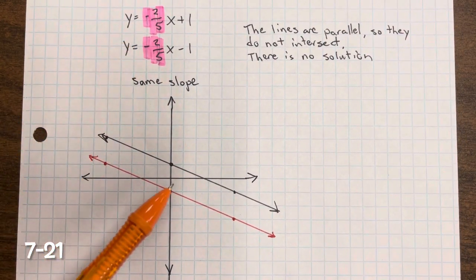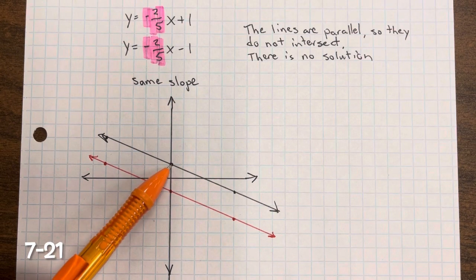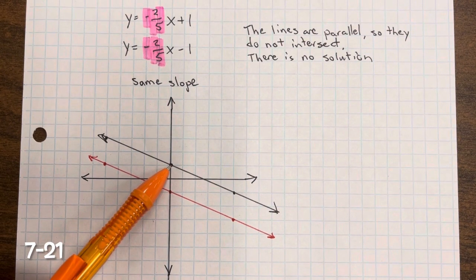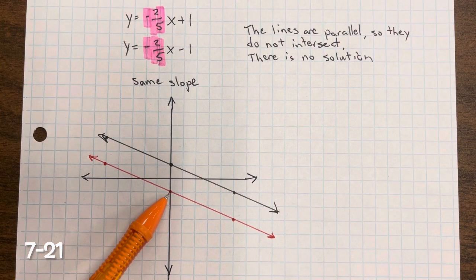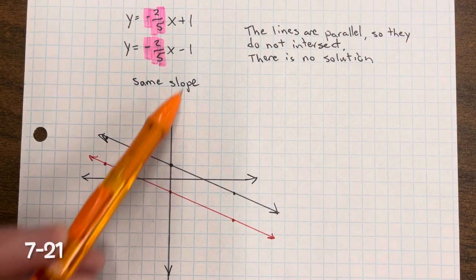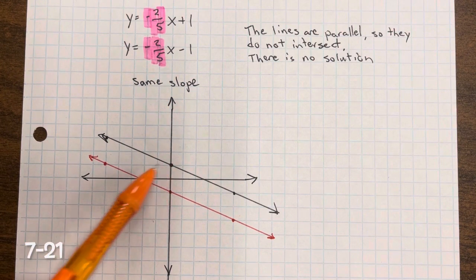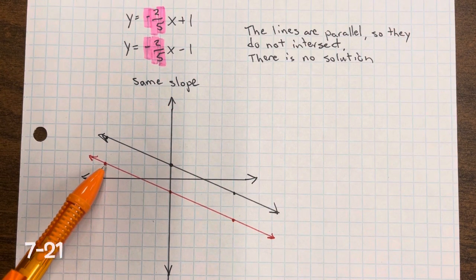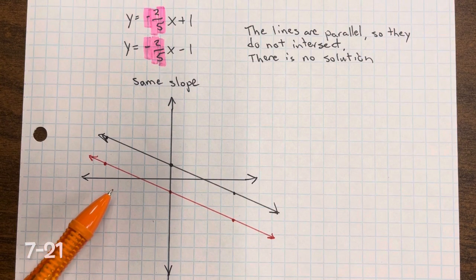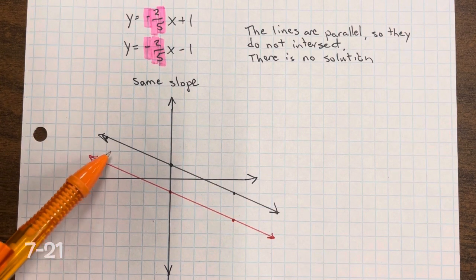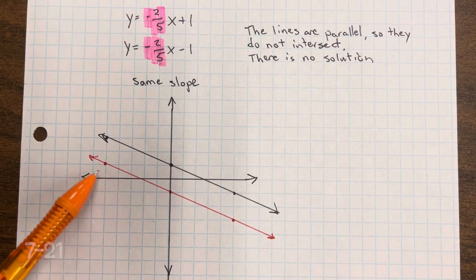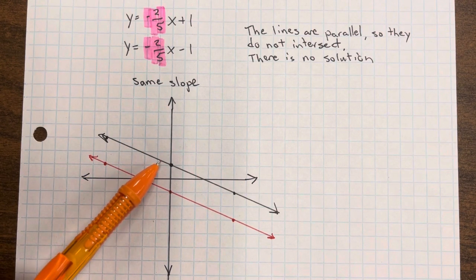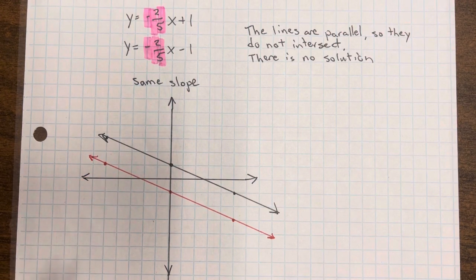Y equals negative 2/5 x plus 1. 1 is the y-intercept, and the slope is rise negative 2, run 5. And then here's the second equation, with the y-intercept at negative 1. Rise negative 2, run 5. So the solution to a system is when or where these two lines intersect. Well, since they are parallel, these lines will never intersect. They have the same slope.